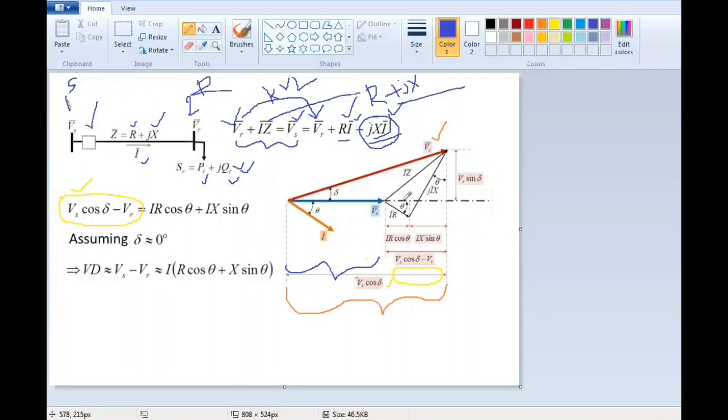So this is one side and this is another side, and it forms one triangle. So it is 90 degrees and it makes an angle theta.